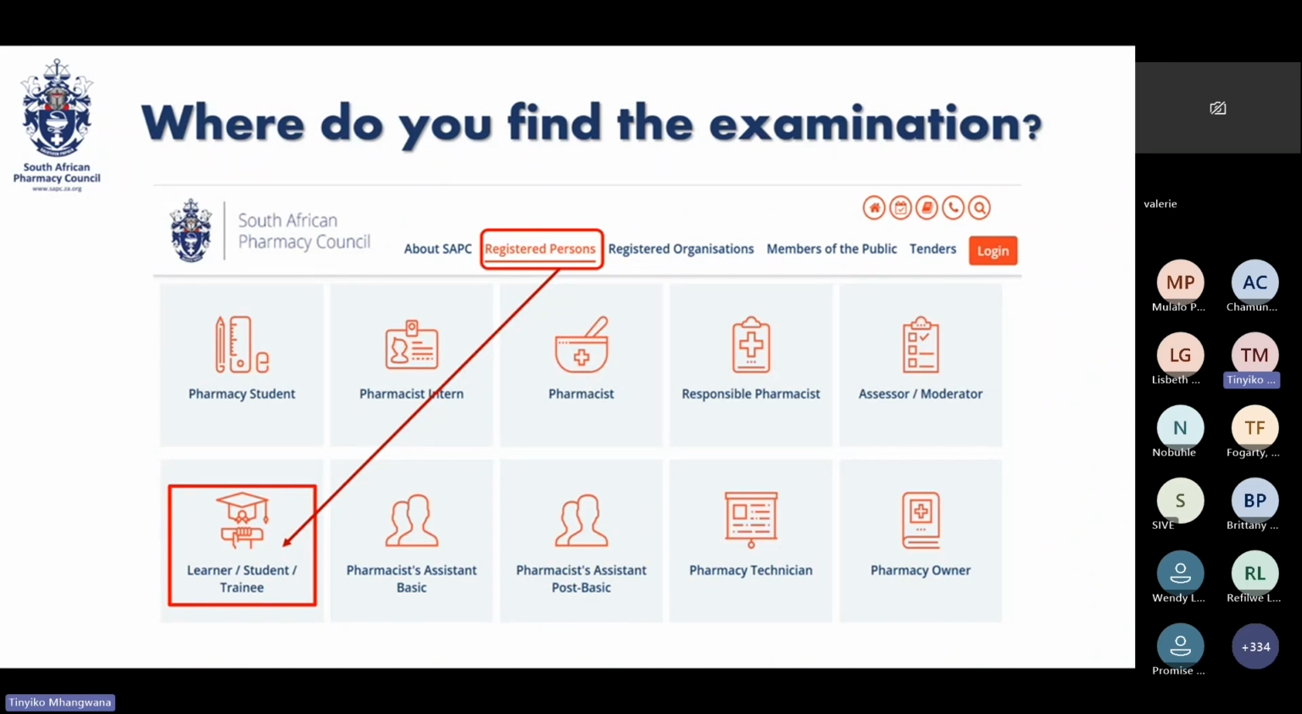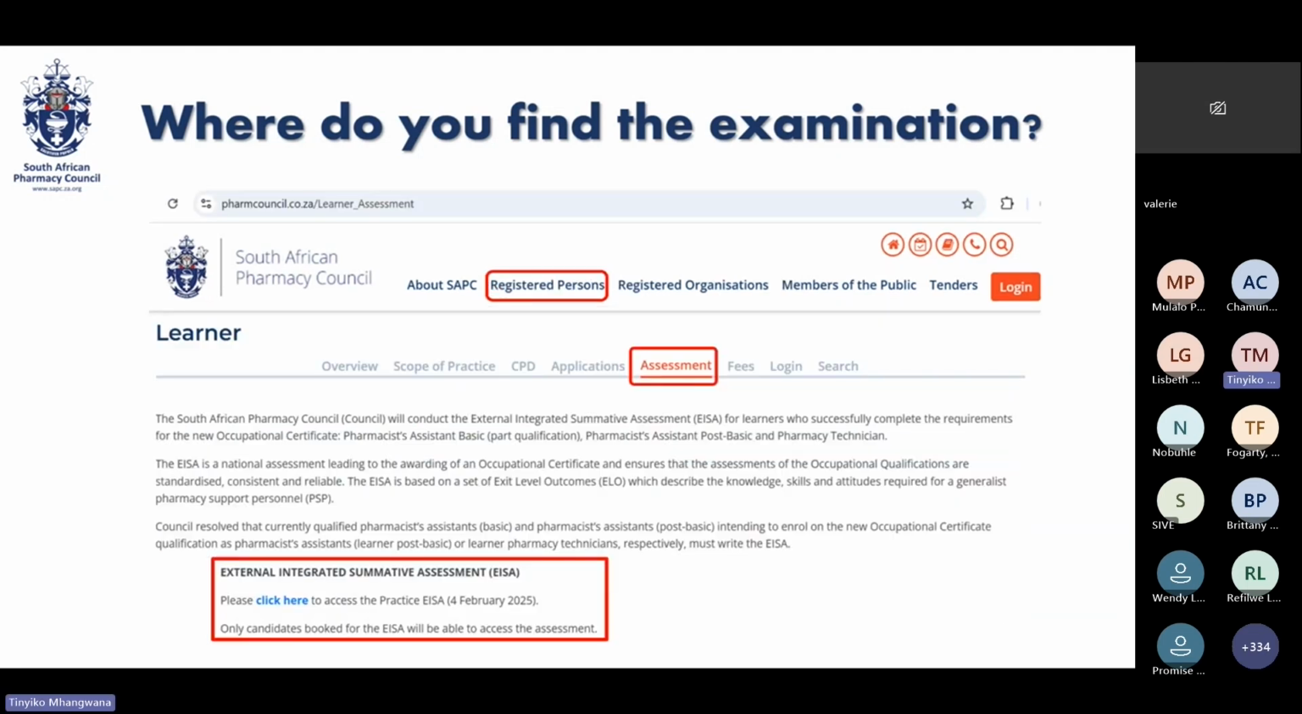Where do you find the examination? Under registered persons, you go to the learner student trainee tab. You've seen that always. I'm referring you to the same first 2 steps. After going there, this will be different from when you are logging in to book for the exam.